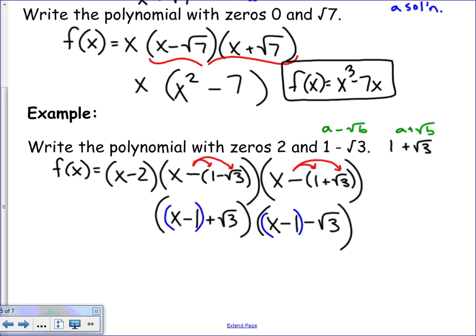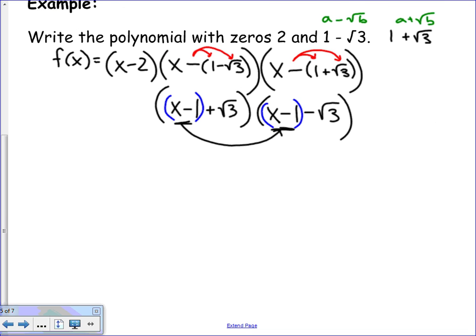Regroup it. Are you allowed to do that? Associative property, yes you are. You are allowed to regroup. So now, I see it as I'm taking x minus 1 times x minus 1, and that's sort of replacing the x times x up above. So if I were to FOIL this out, and I'm going to treat these like whole terms, x minus 1 times x minus 1 would be x minus 1 squared. You okay with that?